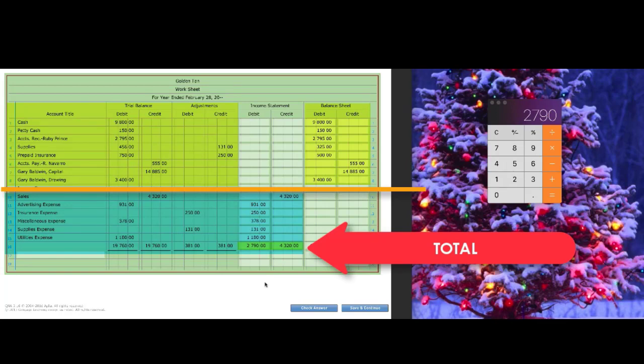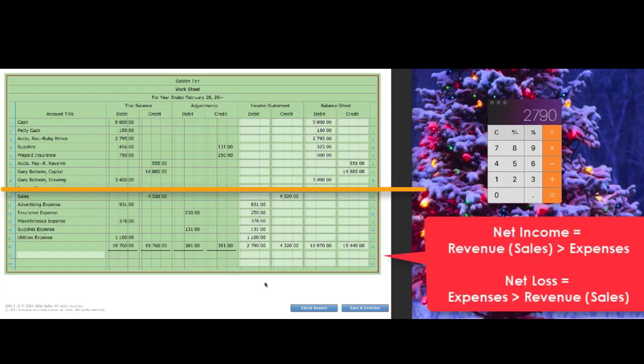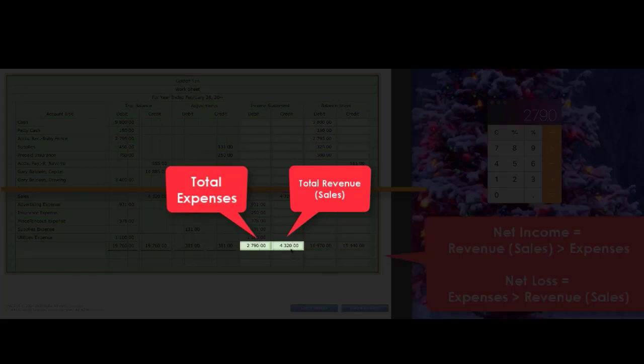And then I do my final debits and credits. In this case, we need to remember that a net income occurs when the revenue, which is our sales account, is greater than our expenses. A net loss would occur in inverse situation where the expenses would be greater than our revenue, aka our sales account. If I look at this is the total of my sales account, 4,320. And that is a bigger number than the total of my expenses, 2,790. So I have a net income. I've made more, I've sold more than what I owe in expenses.